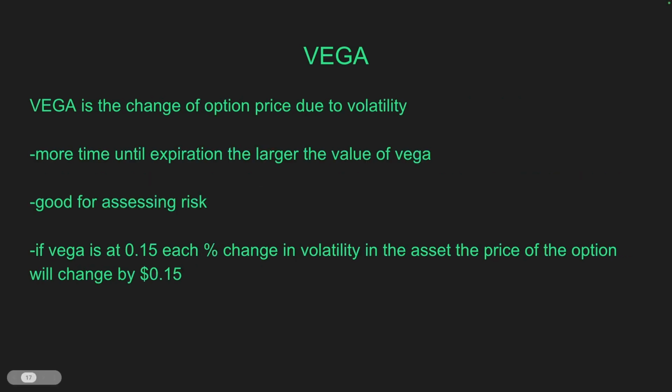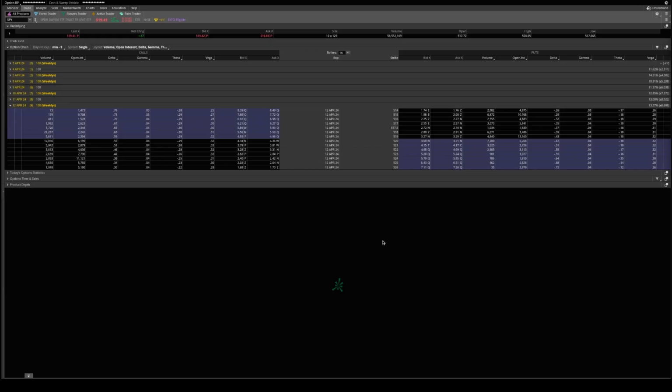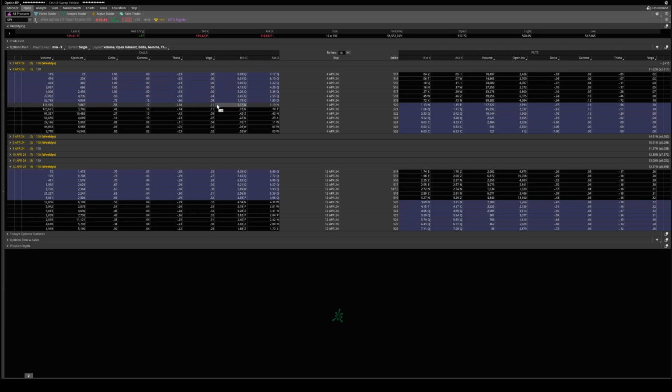Vega is the change of an option's price due to volatility. The more time until expiration, the larger the value of Vega you have. Vega is very good for assessing risk. The farther out your expiration date, the greater the Vega will be. So like I said, for example here, if we come to 1 day, Vega is about 11 here, and then 2, 4, 7. As we get out of the money or farther in the money, all these usually change and go lower.